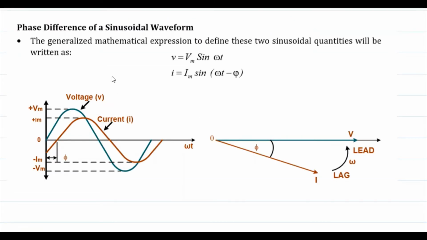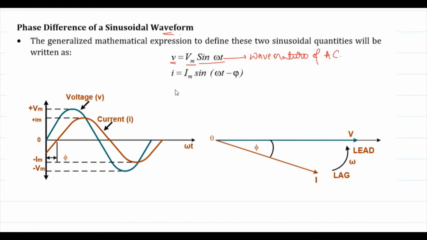The phase difference of sinusoidal waveforms can be represented as below. The generalized mathematical expression to define two sinusoidal quantities is written as follows. Let me consider V as a voltage, Vm as the maximum voltage, and sine of omega t represents the wave nature of that sinusoidal AC.